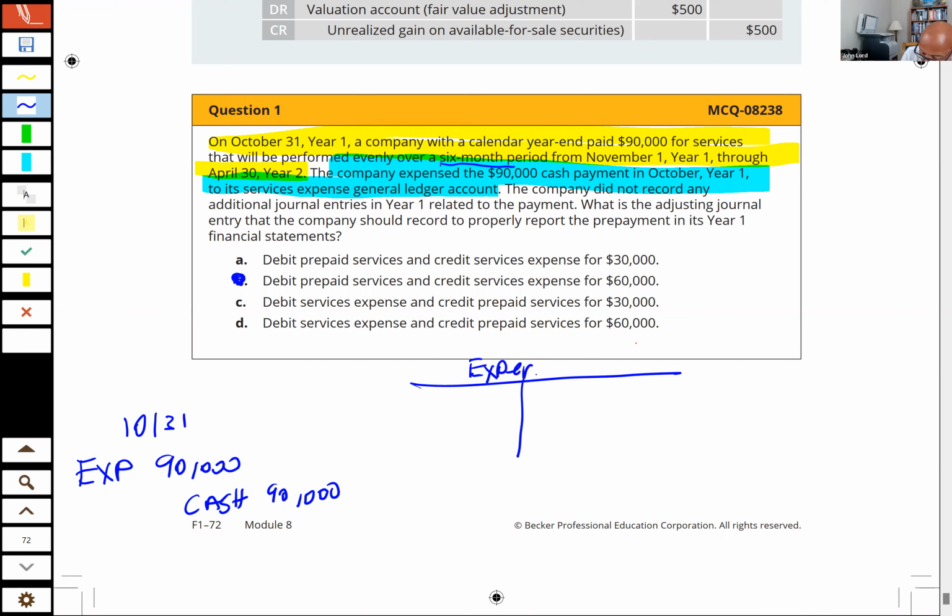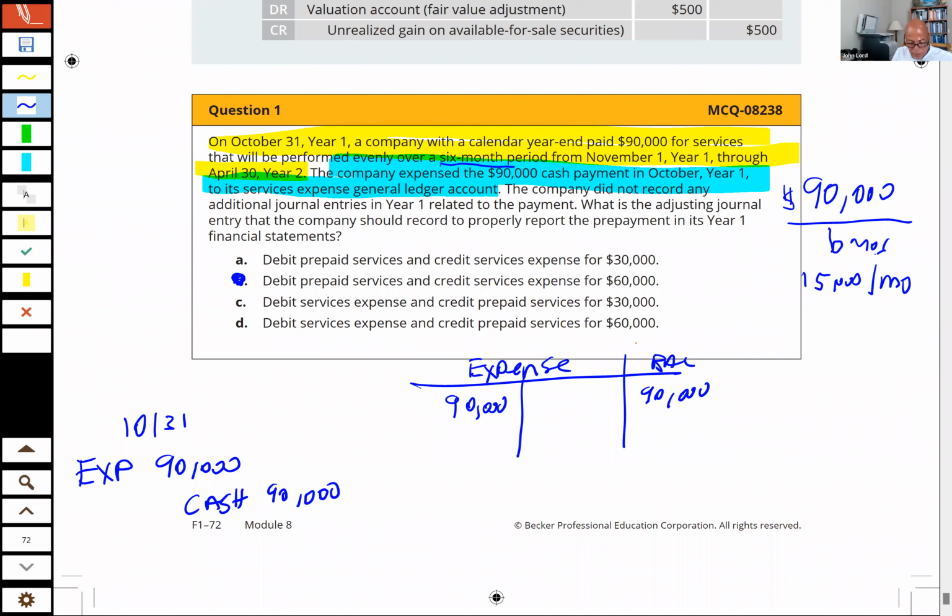Meanwhile, they tell me that $90,000 represents what? A payment for 6 months worth of service, doesn't it? Okay, so if I take that $90,000 and divide it by the 6 months, that's $15,000 per month. And if they paid for it October 31st, guys, count on your fingers for questions like this. You make a mistake, you see October, and you think, oh, October, November, December, that's the 10th month.